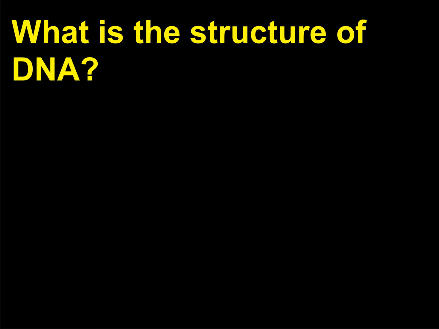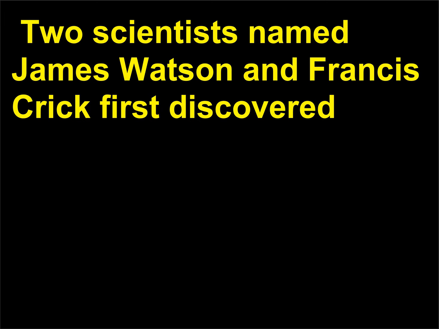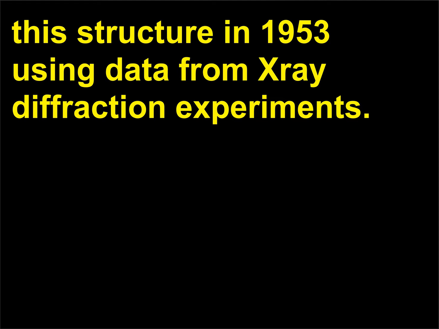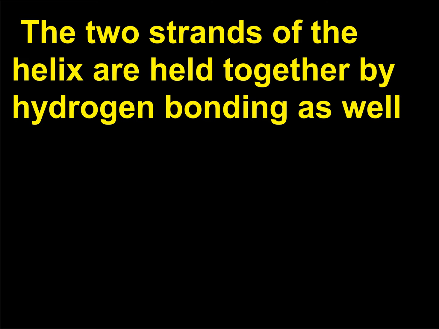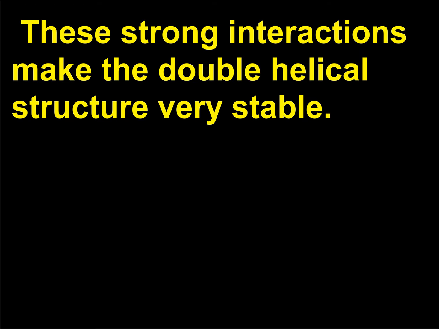What is the structure of DNA? DNA is well known for its double helical structure. Two scientists named James Watson and Francis Crick first discovered this structure in 1953 using data from X-ray diffraction experiments. The two strands of the helix are held together by hydrogen bonding as well as stacking interactions between the aromatic rings of the nitrogenous bases. These strong interactions make the double helical structure very stable.